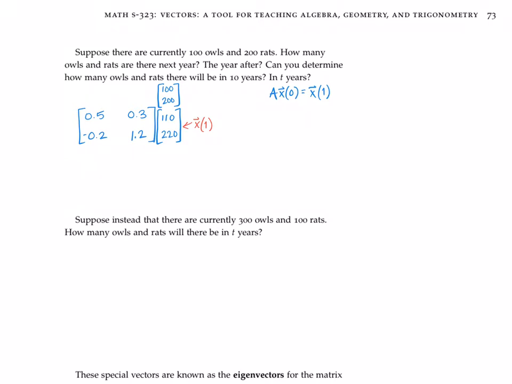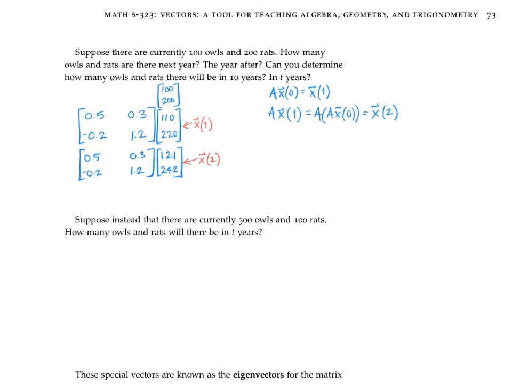Just like in the previous part of this problem, we want to have A act on x of 1 now in order for us to get x of 2. We see that after 2 years, our owl population has now risen to 121 owls, and our rat population has now risen to 242 rats, which is interesting because that's another 10% increase from the year before.